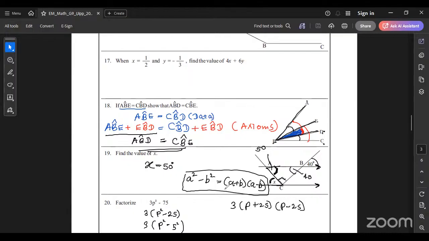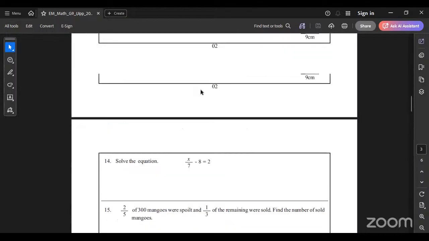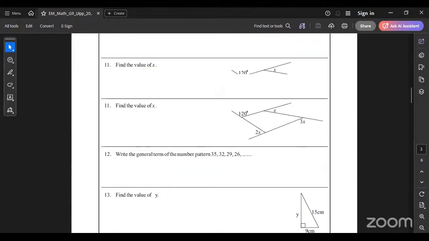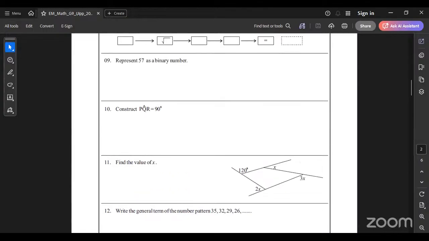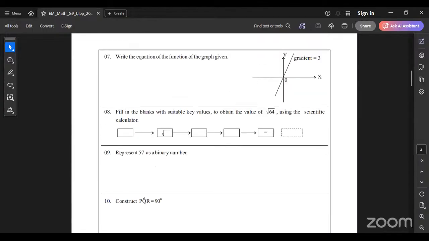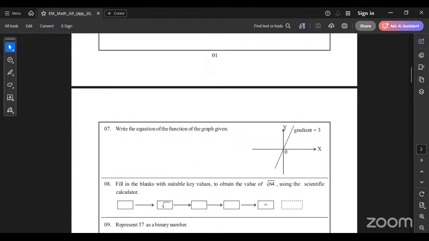Have you understood? Good. Question number 20 also completed, questions 1 to 20. If you have any clarifications or doubts, you can clarify with me through Zoom.